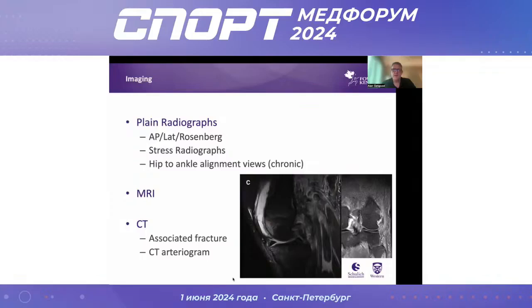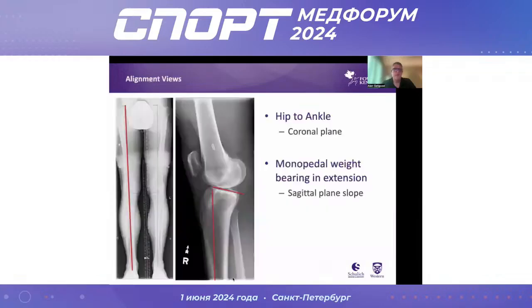The MRI, even though it doesn't tell you anything about laxity, can give you an idea about the mechanism of injury. This is an example of a bone bruise pattern on the anterior aspect of the femur and the anterior aspect of the tibial plateau on the medial side, really suggesting a varus and hyperextension type injury, and this is associated with a posterolateral corner injury.